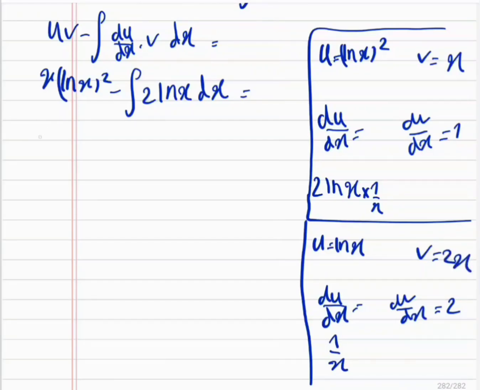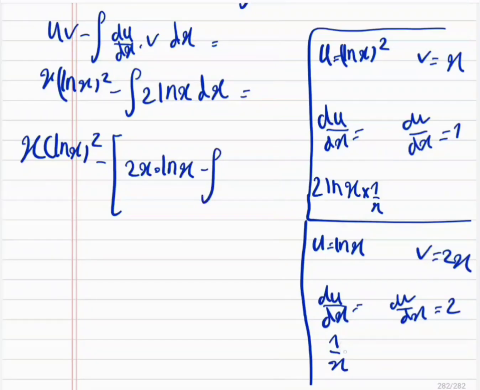So now you just need to be careful that you have this from the previous part, so x times (ln x) squared, this term is there, and also this negative. Now inside this we substitute the new functions for the second integration by parts. We have u times v, which is ln x times 2x, and that is 2x ln x basically. And then minus, inside the integral we have 1 over x times 2x, which is just 2, right? So 2 dx.